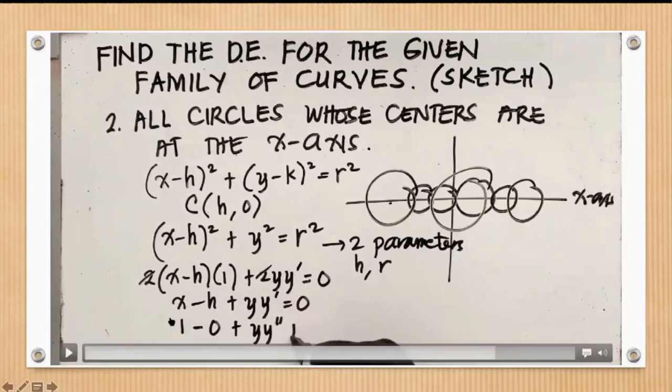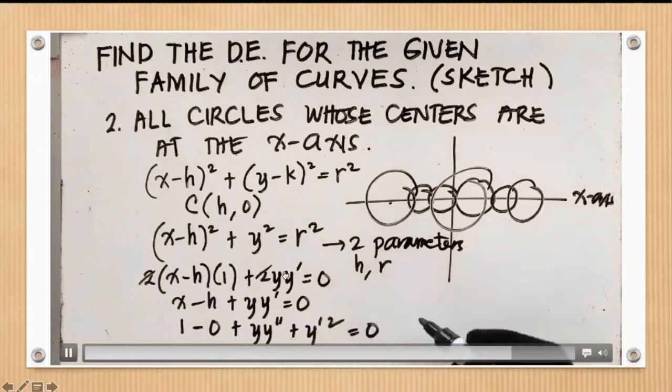So here you have the derivative of x is 1, derivative of h na constant is 0, and here the y y prime, obtain yung derivative niyan by product rule. So y y double prime plus y prime squared equal to 0. Bakit y prime squared? Kasi u dv. So copy mo yung y, derivative nito is y double prime plus, copy mo yung y prime, derivative ng y is y prime. So y prime times y prime is y prime squared.